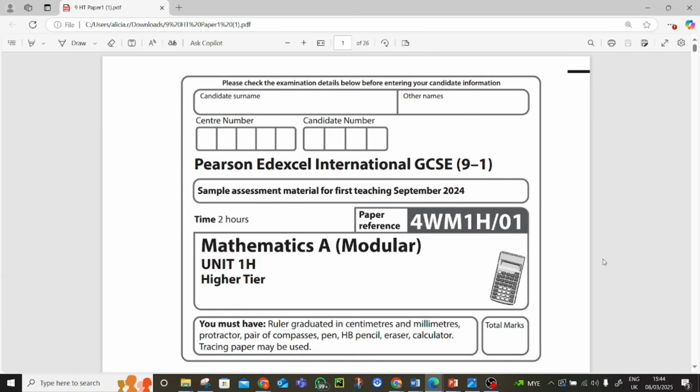Hello and welcome to this video where I'm going to be going over the sample assessment for the Edexcel IGCSE in Maths. Now, this is for the Unit 1 paper for the modular pathway. So this is the new pathway where you sit 2 papers, Unit 1, which will be at the end of the first year of your course, and then Unit 2 at the end of the second. And this is the higher tier paper.